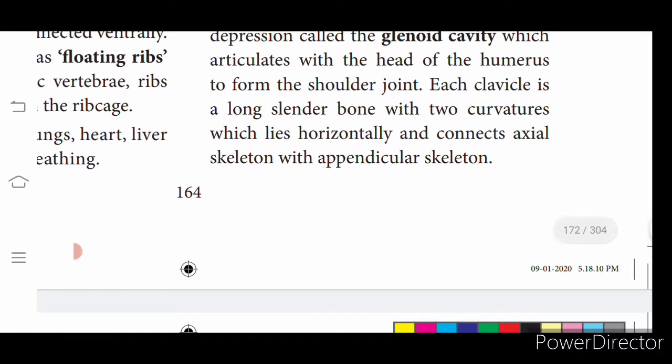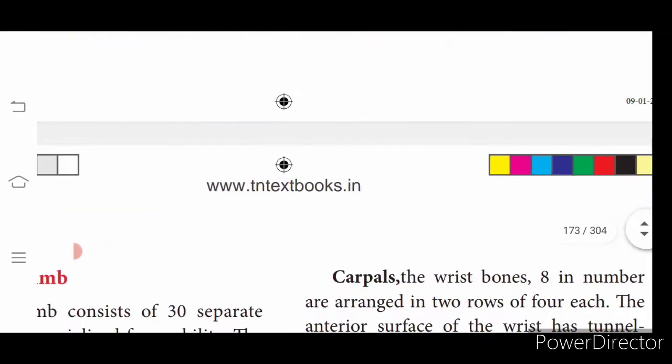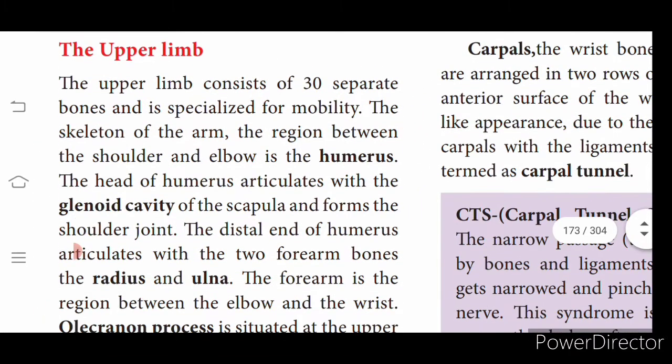Then we have the arm, which is differentiated into the humerus to form the shoulder joint, and each clavicle is a long slender bone with two curvatures which lies horizontally and connects the axial skeleton with the appendicular skeleton. The upper limb consists of 30 separate bones which are used for motility. So much you move, so many joints are present. If there were no joints, it would be a single mass. So many joints are present, so we make so many movements for writing and for handling things.